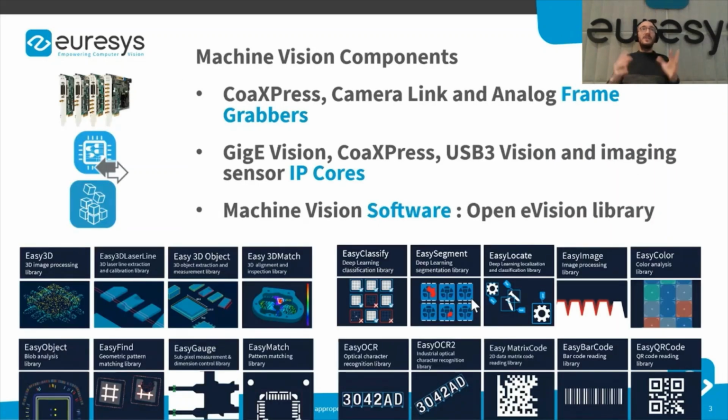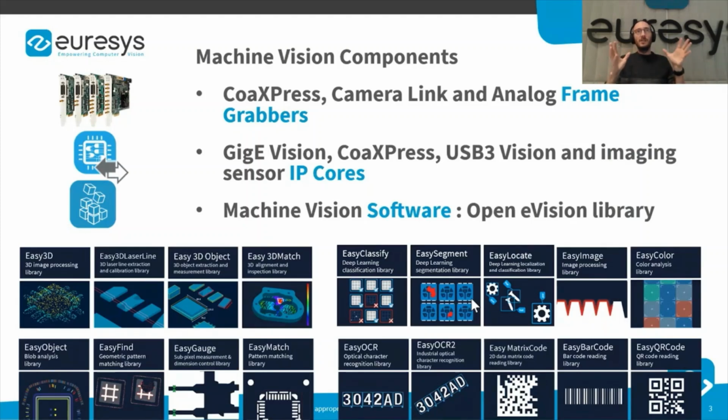So Euresys is a machine vision component company. We offer three types of products. The one we are the most known for are frame grabbers, but we also offer IP cores. And we also offer machine vision software. This is the reason I'm here today.